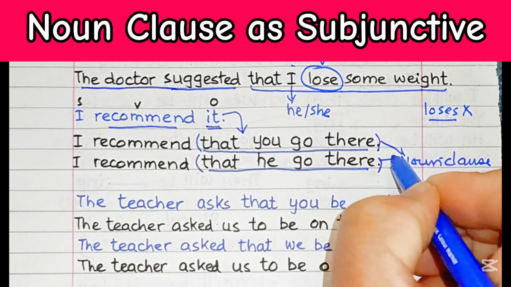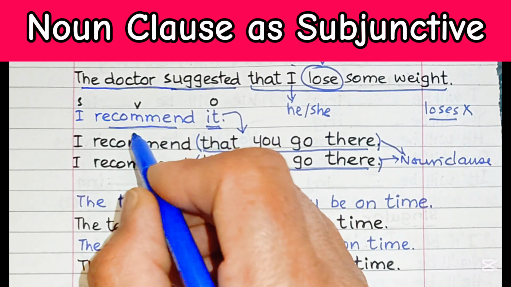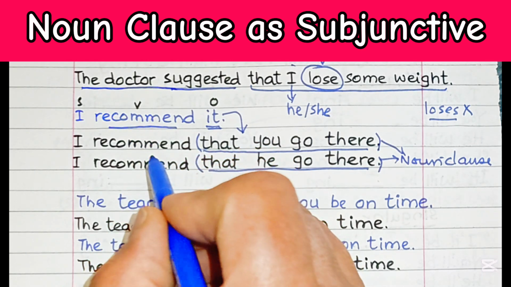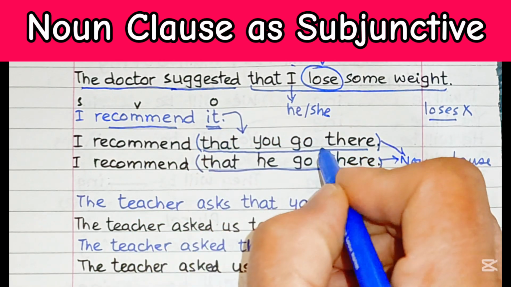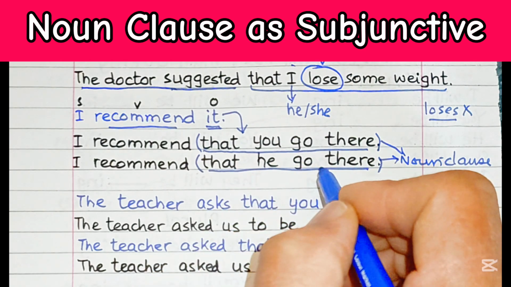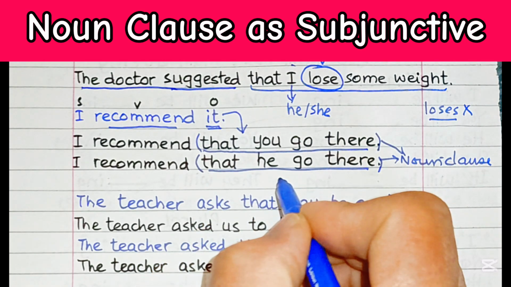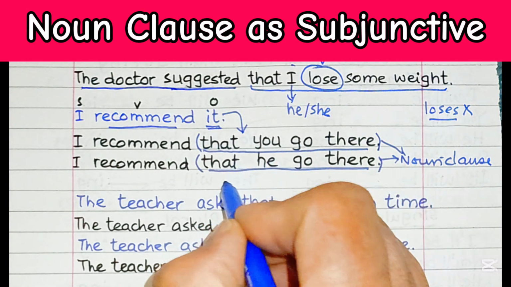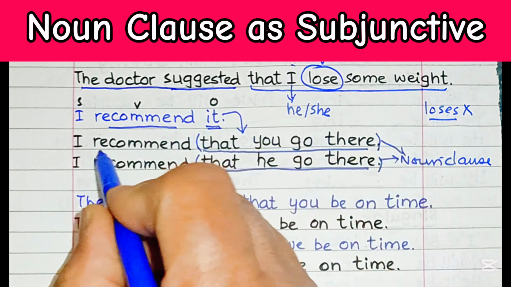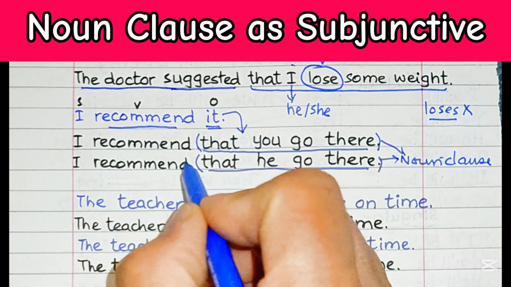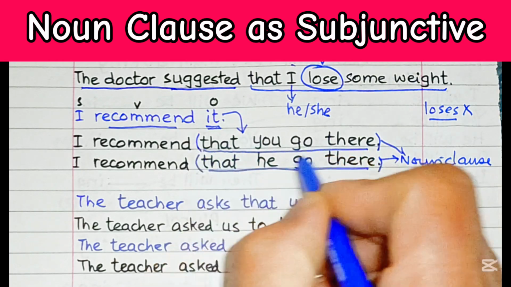These both are noun clauses. So as I mentioned, you can replace the object it with the noun clause that you go there or that he go there. This is in the subjunctive mood. Here begins the noun clause right from that towards the end. I recommend that you go there, or I recommend that he go there. Both of these after that are noun clauses.